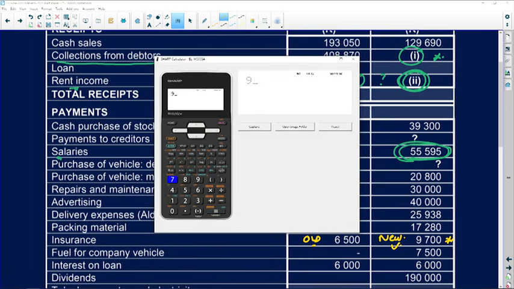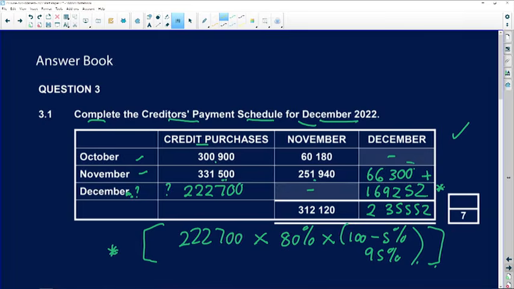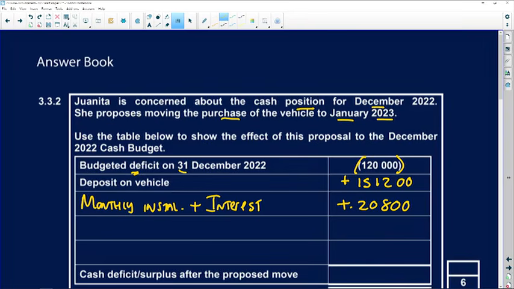So let's work that out. 9,700 minus 6,500, and that gives us 3,200, right? So remember, she won't be paying this insurance. So 3,200 is another savings. Okay, right, let's just write that down, insurance. Okay, what else is she going to save on?